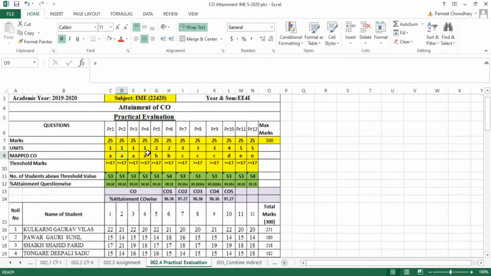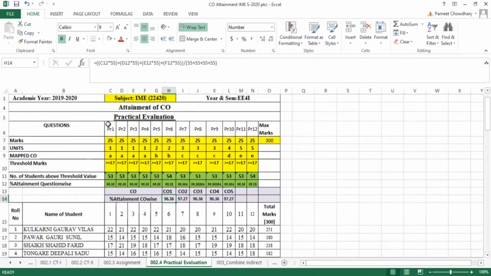Like first to fourth practical, my CO A is mapping. Then fifth and sixth is my CO B. Likewise, you have to enter which CO is mapping and you have to just change this formula a bit because this CO attainment is of my subject. So for my subject, practical 1 up to 4 is CO A, but for your subject, it may be different. So that is why you just have to edit this formula a bit. So this percentage attainment formula will be edited a bit.